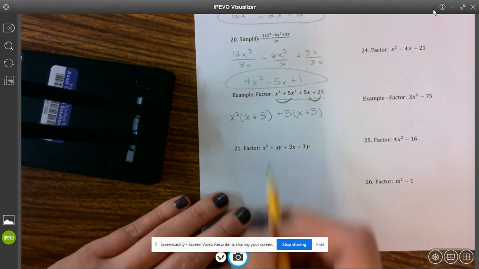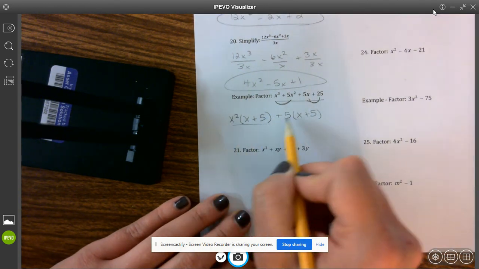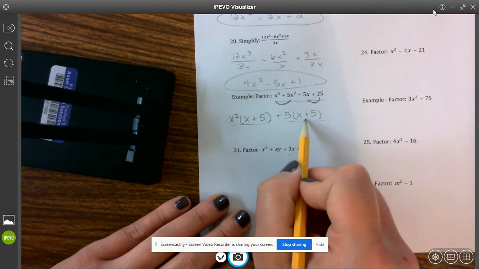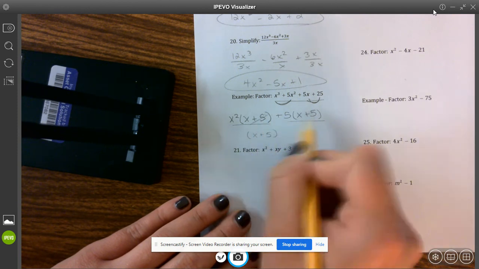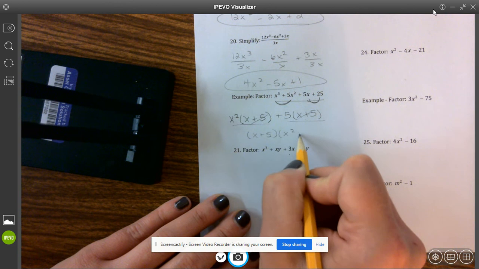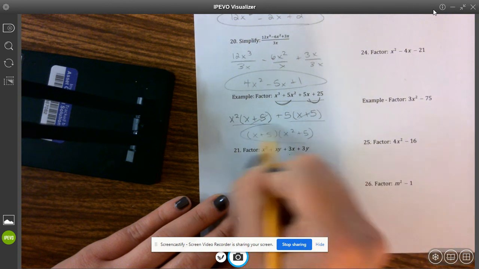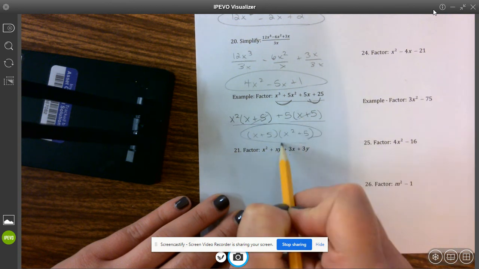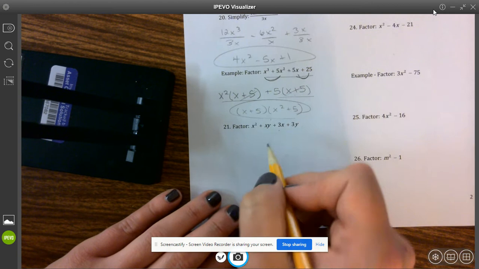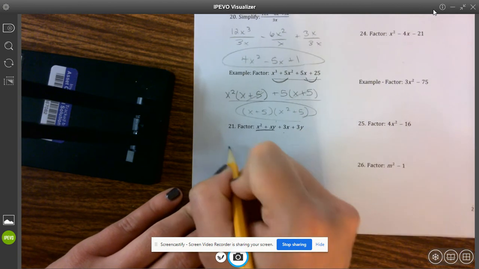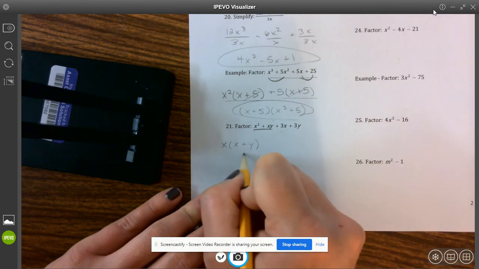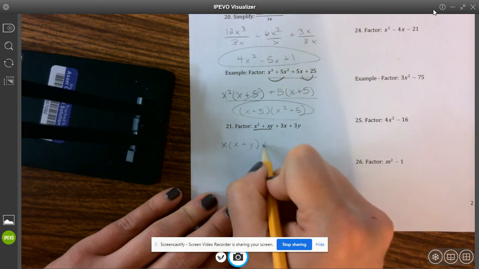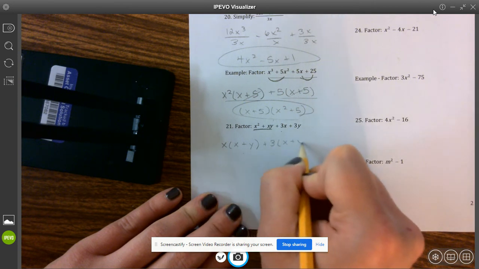The whole point of doing this is that they now have an overall GCF of x plus 5. If I remove the x plus 5 and factor out, I'm left with x squared plus 5. And this is your answer. This broken down is this. Try it for the next two. If I have an x plus y here, I better get it again. If I don't, I did something wrong.